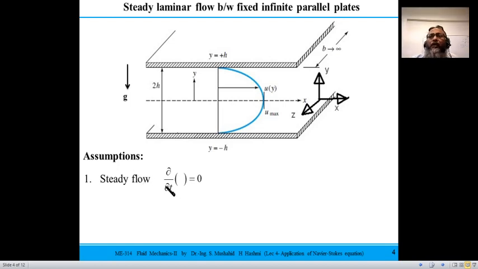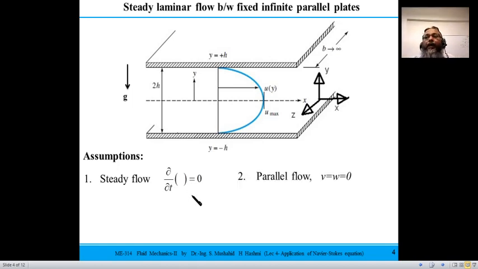For example, whatever the velocity profile is, it is no longer changing as time progresses. At 10 o'clock, the velocity profile looks the same. At 10:30, the velocity profile looks the same. So that is what is called a steady state problem.